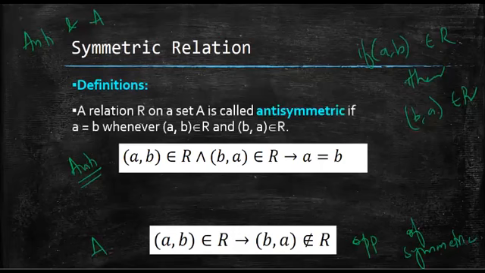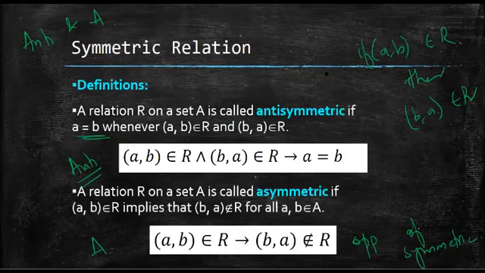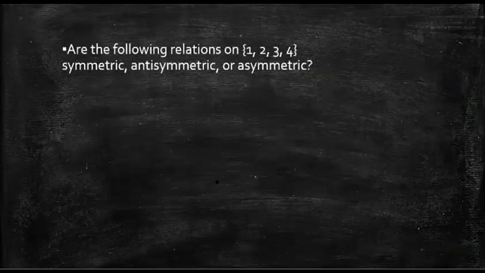Let's see the definition. A relation R on a set A is called antisymmetric if whenever both A comma B and B comma A are there, then A is equal to B. And a relation R on a set A is called asymmetric if A comma B belongs to R and also B comma A does not belong to R. Now we have to check: are the following relations symmetric, antisymmetric or asymmetric? Let's see this.